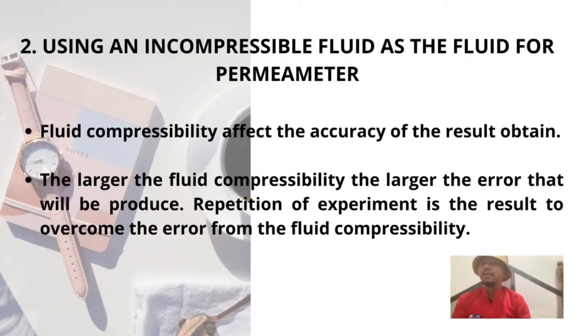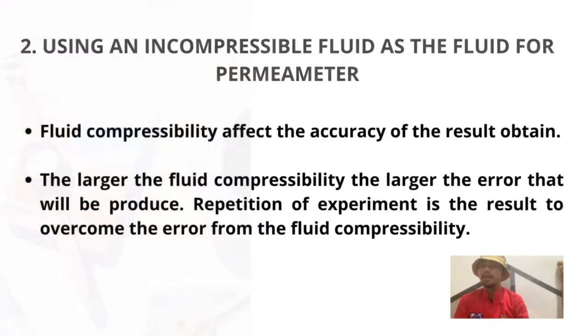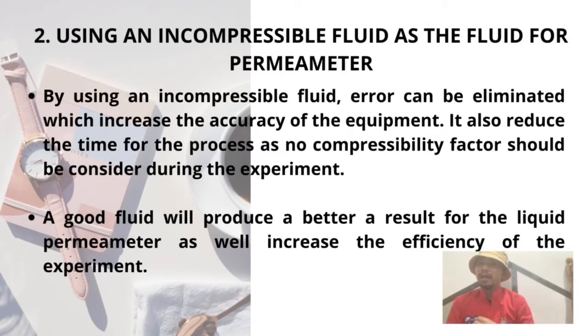Okay, now we will proceed to the second point, which is the use of an incompressible fluid as a substitute fluid for the permeameter. From the current liquid permeameter, we know that the fluid compressibility affects the result obtained, which is why we need to repeat the experiment several times just to obtain the average value. The average value we obtain will reduce the error produced during the process.